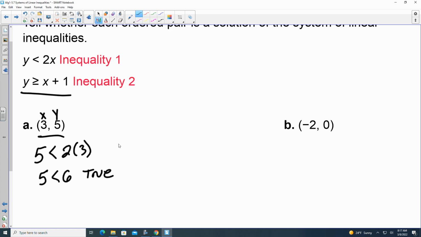Now for the second one, I have 5 is greater than or equal to x, which is 3, plus 1. Is 5 greater than or equal to 3 plus 1, which is 4? Is this true? The answer is yes. So since 3 comma 5 satisfies and makes a true statement for both inequalities, 3 comma 5 would in fact be a solution.